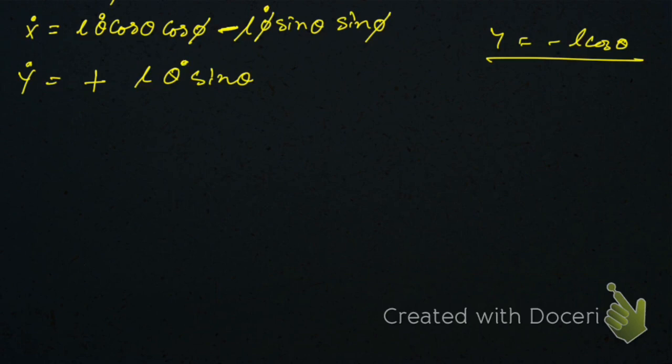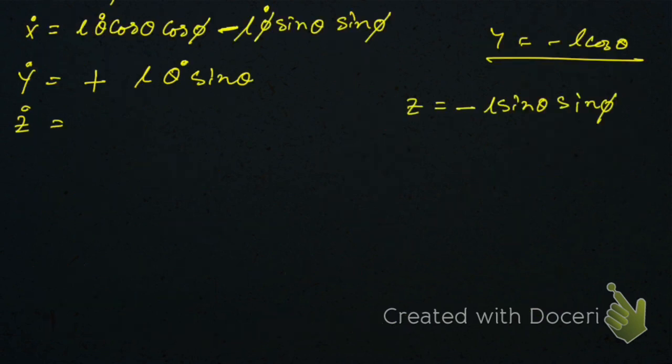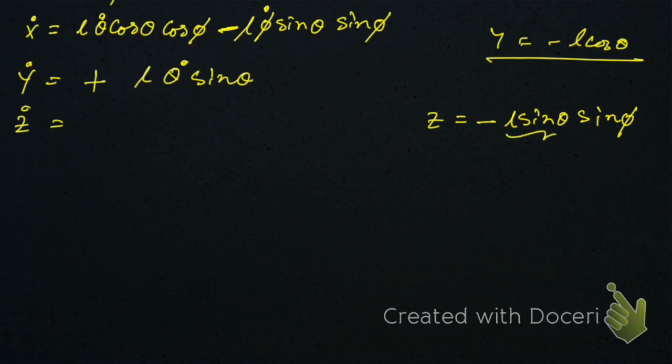Now z dot. So what was z? This is the z. Let me copy this here. This is the z, right? So let me write here z. If you differentiate this, taking this as u and this one as v, what will you get? You will get minus L theta dot cos theta sin phi, right?